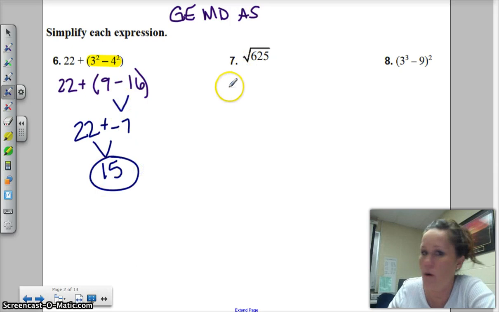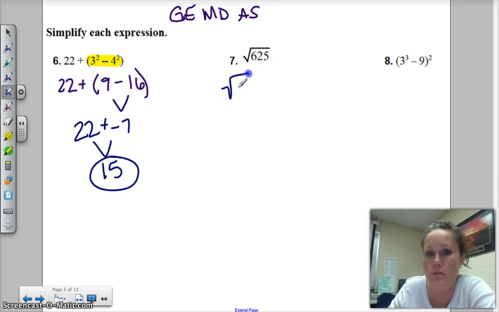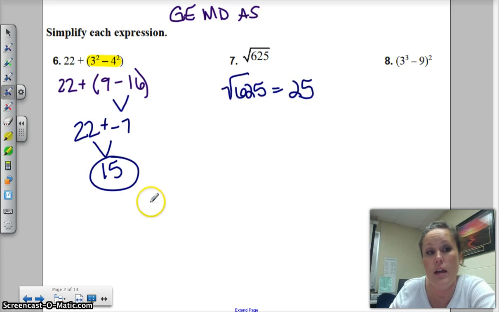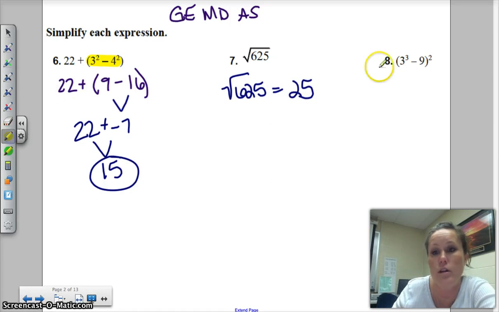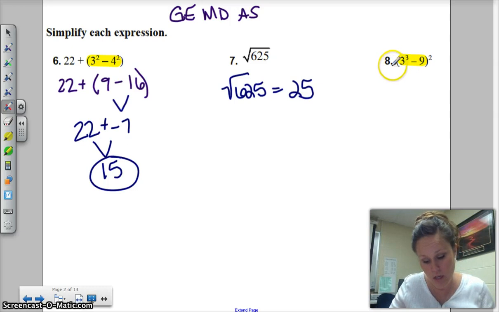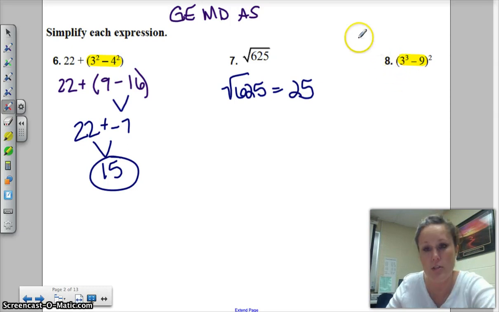Number 7, you hopefully can use your calculator and type in square root of 625. You're going to get 25. And last but not least, again, we're going to do grouping symbols first. So we're going to start with what's inside the grouping symbol. Here I have an exponent, so I'm going to do 3 times 3 times 3, 3 to the third power. I'm pretty sure it's 27, just double checking. Yep.